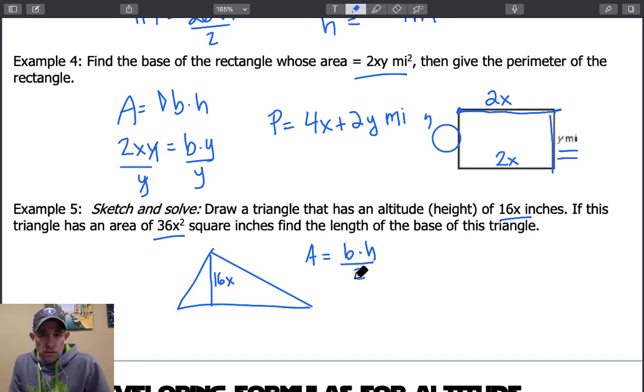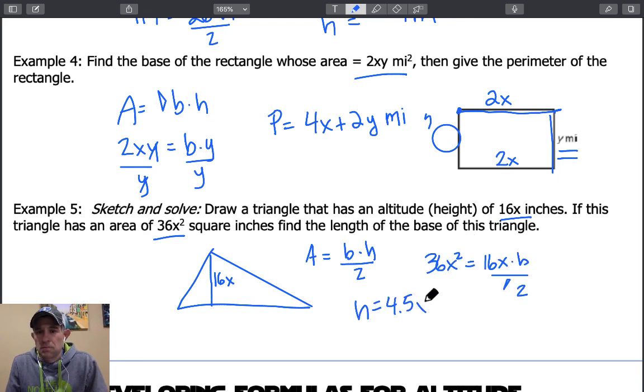Pause the video now and try this example on your own and see if you can come up with the expression for the base of this triangle. Okay, did you guys get the base is equal to 4.5x and our units here are going to be in inches? If so, then you're tracking with what we got going.